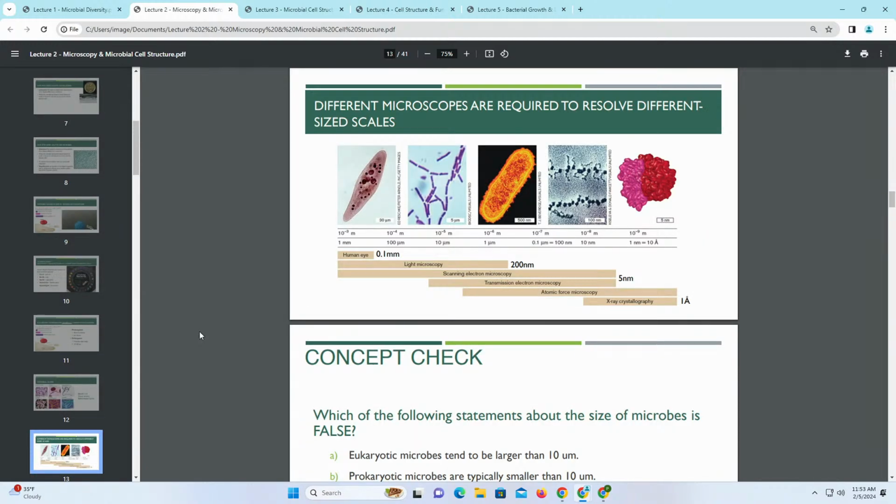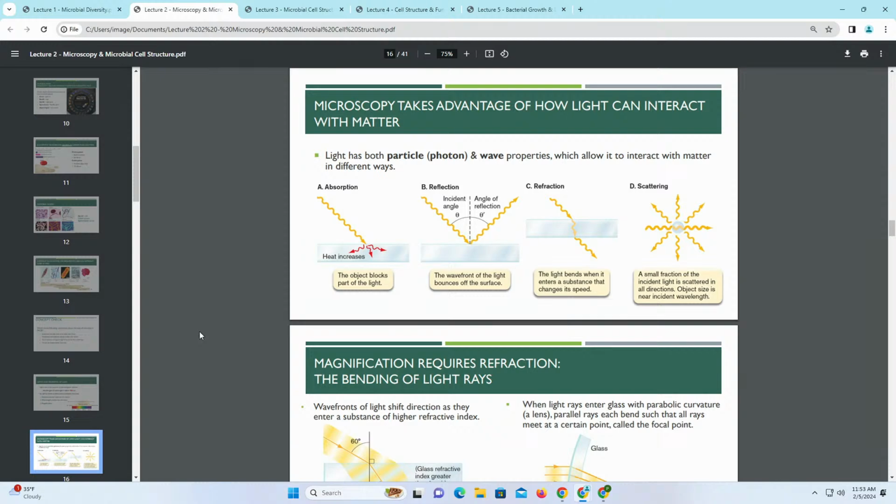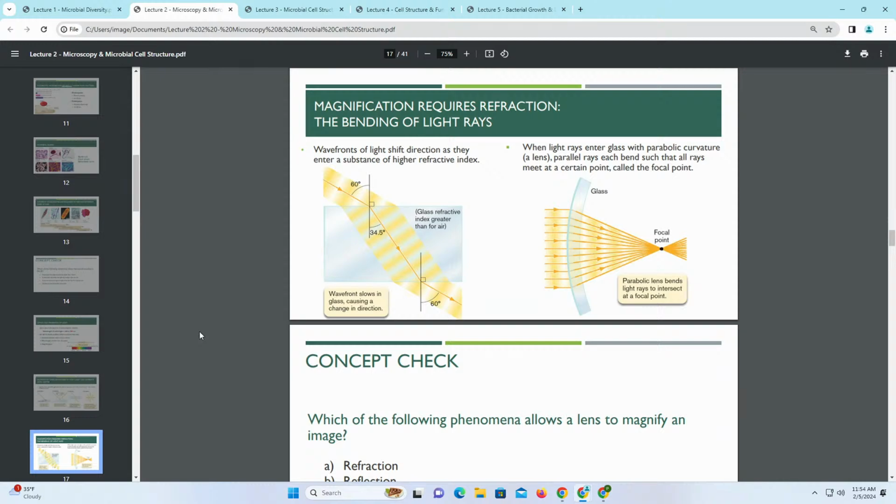Right here, these numbers and this one I think are important, and this one. Do you guys get the microscopy stuff with how light interacts with matter? Some of the differences here, and how the light is actually going to be affected when it hits matter.